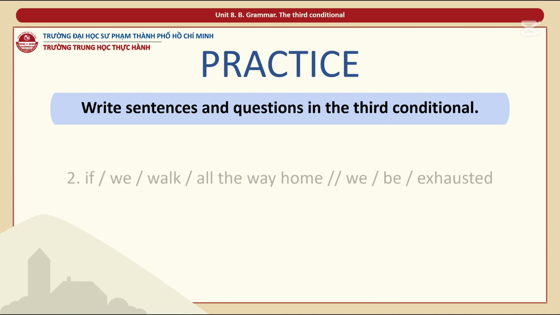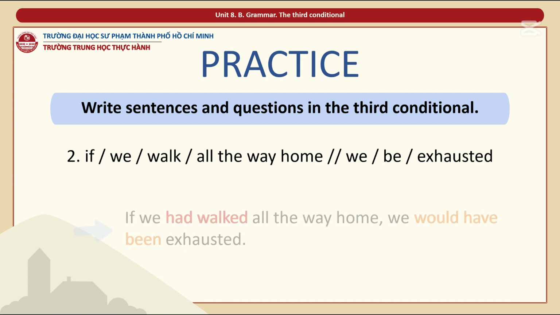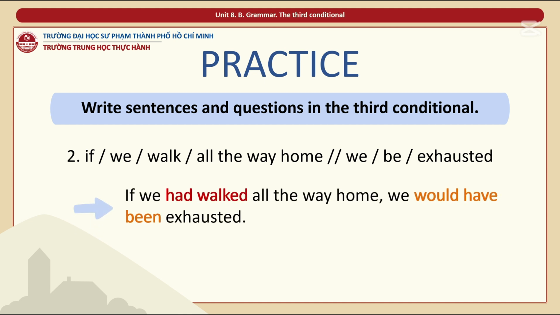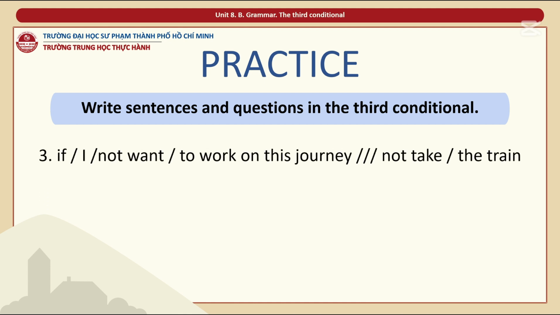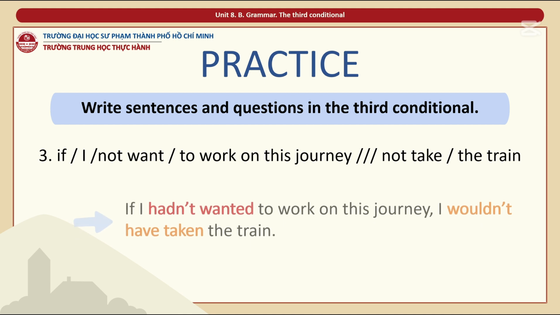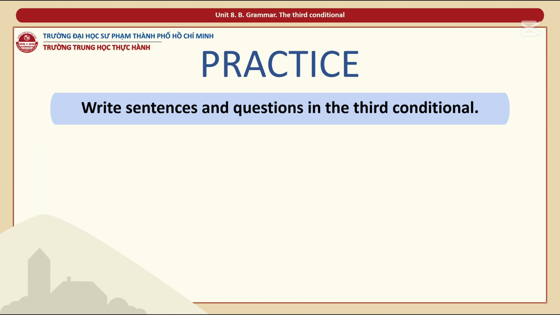Now, number 2. If we walk all the way home, we be exhausted. That's right. The answer is, if we had walked all the way home, we would have been exhausted. And now question 3. If I not want to work on this journey, not take the train. Great job. Our sentence would be, if I hadn't wanted to work on this journey, I wouldn't have taken the train.